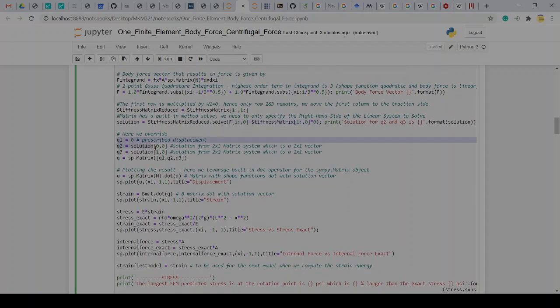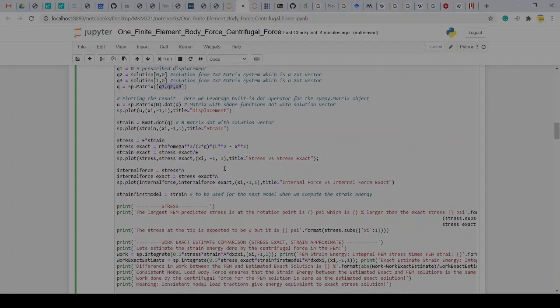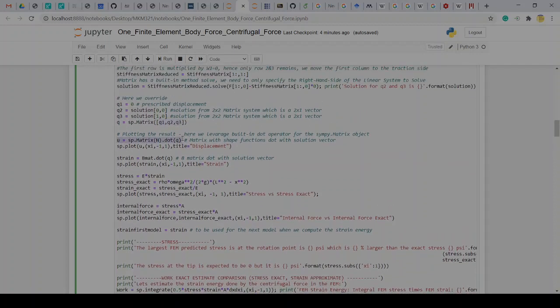Here we have the displacement vector that we set up. So q1 is 0. This was a prescribed displacement. This is the solution, the two solutions we got, and now I can set up q as the full displacement vector for the solution. That allows us now to plot the displacement field. The q is multiplied by the shape functions. That's my field, and I can look at how that displacement field looks.